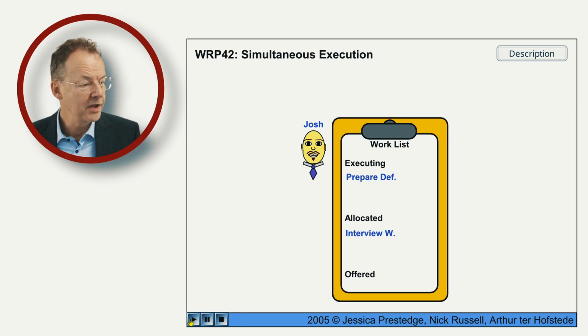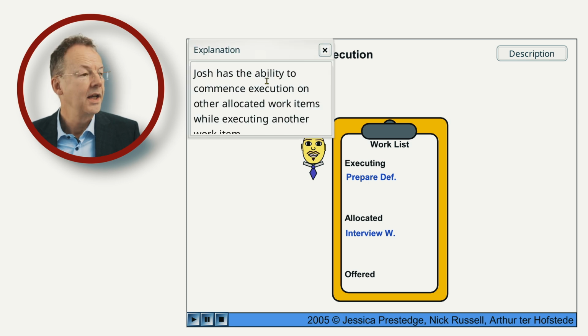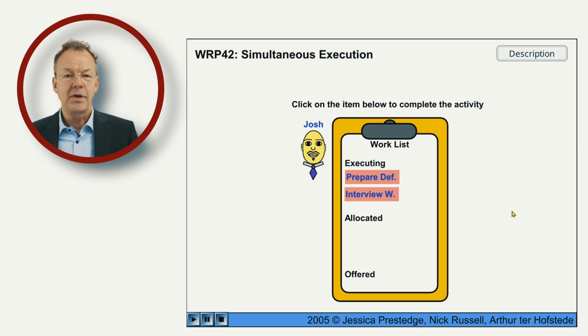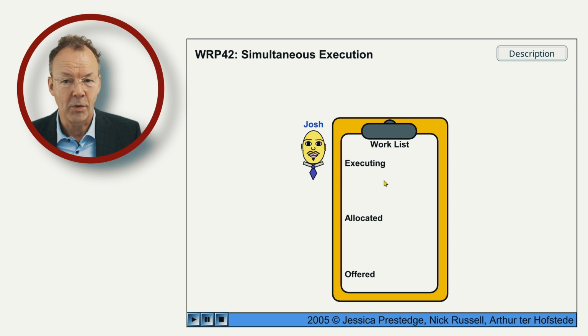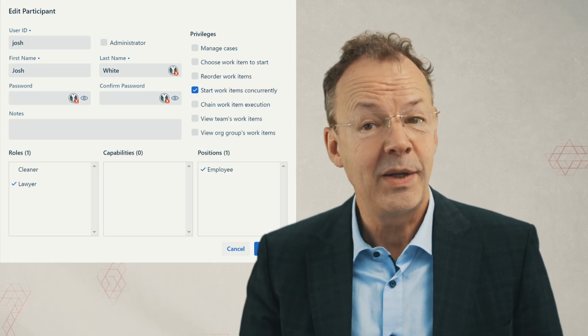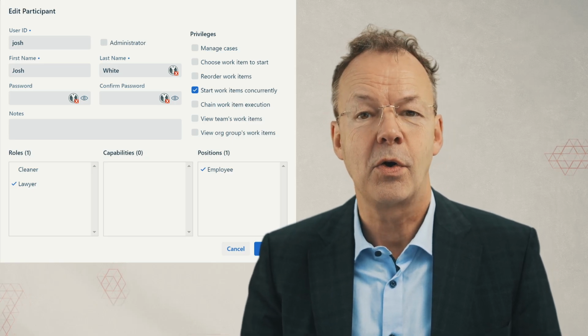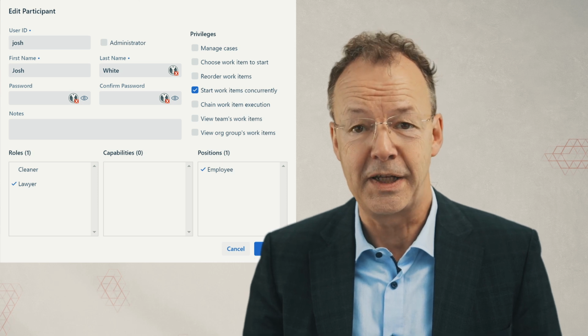So here we have the flash animation, we start it now, and it says Josh has the ability to commence execution on other allocated work items while executing another work item. So we have currently two work items, prepare defense and interview witnesses, executing, and we can complete them in any order. In YAWL we can implement this by a user privilege called start work items concurrently.